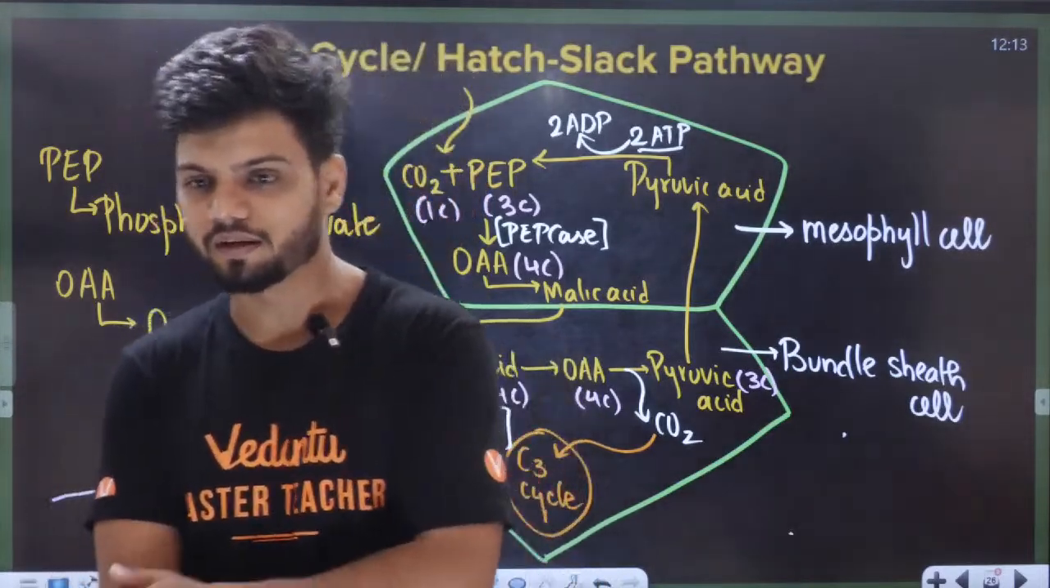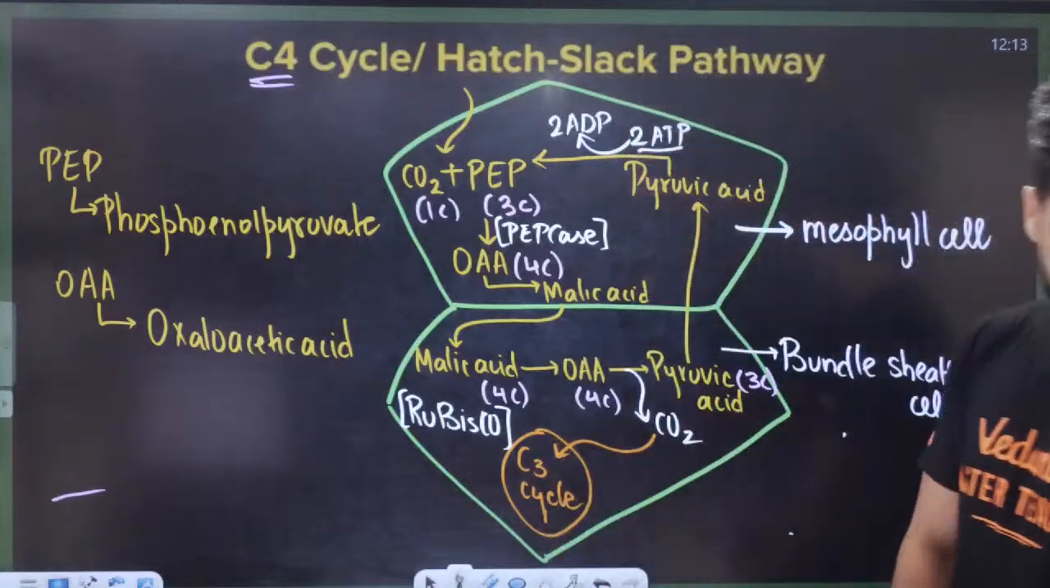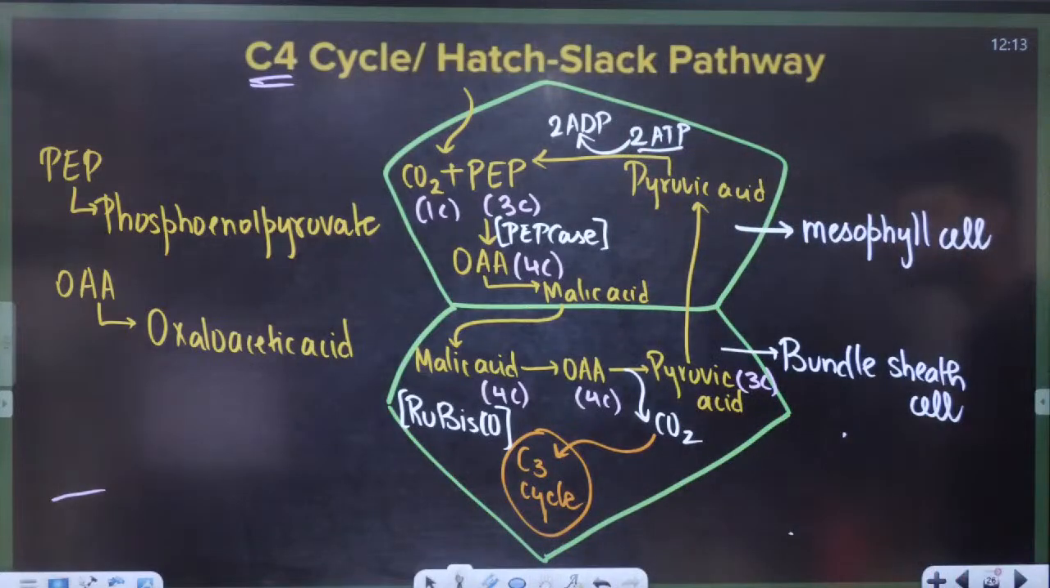Friends, any doubt till now? Any doubt in your C4 cycle? All of you wrote down in your books, it is also called the Hatch and Slack pathway. All of you wrote down?